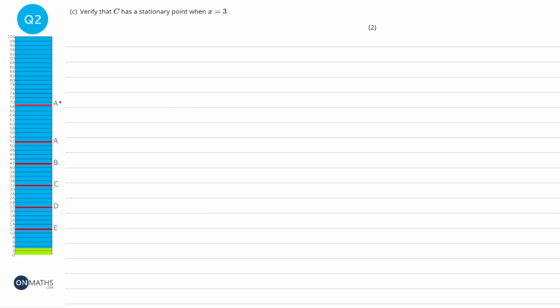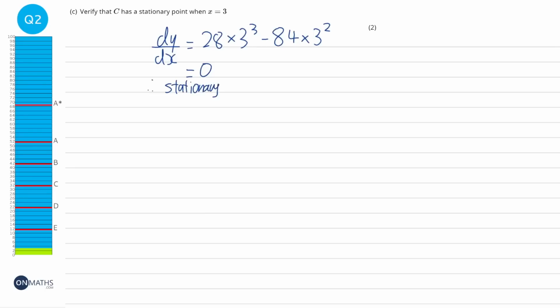So we're going to start off by just substituting in. So we've got the dy by dx, and it is going to be 28 times x, which we're saying is 3, cubed minus 84 times x, which was 3, squared. And when you type that into a calculator, you get 0. So therefore, stationary point is at x equals 3.